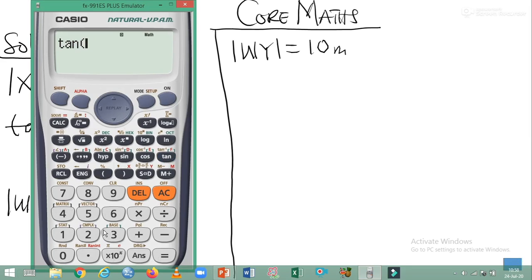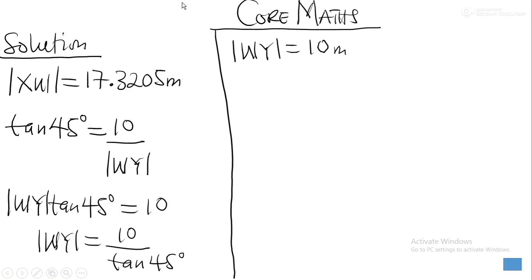So if you want to confirm, we've done this one before. Tan 45 is 1. Good. So our WY is equal to 10 meters. But we are not done. We know that we're to find the distance between point X and point Y. So we know that XY, the distance between point X and point Y, is equal to XW plus WY.